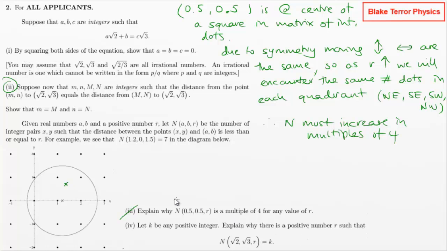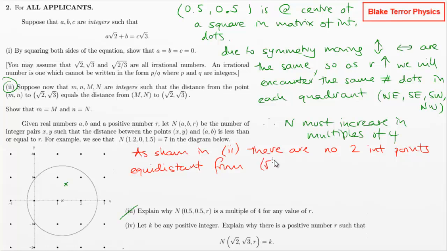So yeah, that's exactly it. We don't have to even say anything more. So as shown in part 2, this is just seeing that you've understood what part 2 actually meant. There are no two integer points equidistant from root 2 root 3.